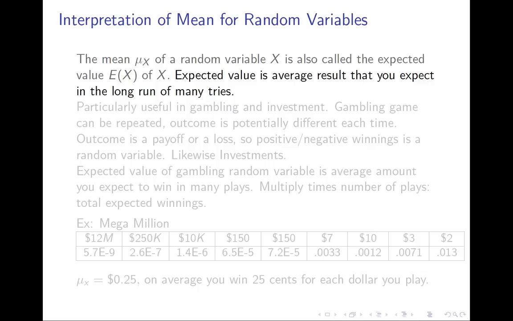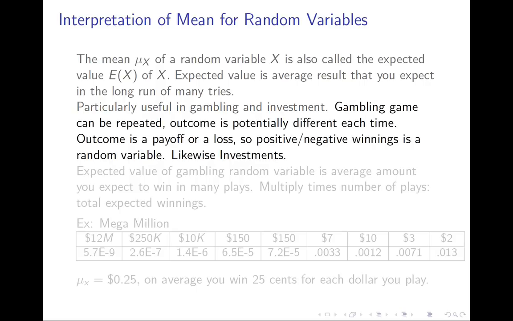This is a particularly useful thing to talk about in certain random variables, namely those representing gambling and investment. Why is a gambling game naturally thought of as a random variable? It's a procedure which you can repeat as often as you like. You can play as many games as you want. The outcome obviously is uncertain in a gambling game. And it's a random variable because the outcome is a number. You win a certain amount or you lose a certain amount. And if you think of losing a dollar as winning negative $1, then the outcome is a positive or negative number representing your winnings. So a gambling game is a random variable.